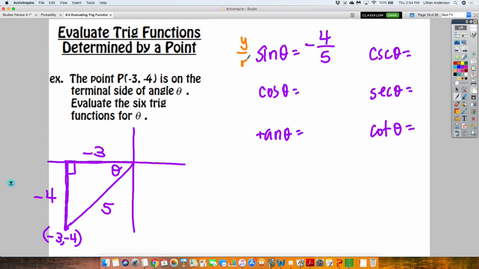What's the cosine of theta? Because cosine is x over r, it's negative 3 over 5. What's your tangent? 4 over 3. Not negative 4 over negative 3, because a negative divided by a negative is a positive, and it should be, because remember, in the third quadrant, that's the T of all students take calculus, so tangent should be positive.